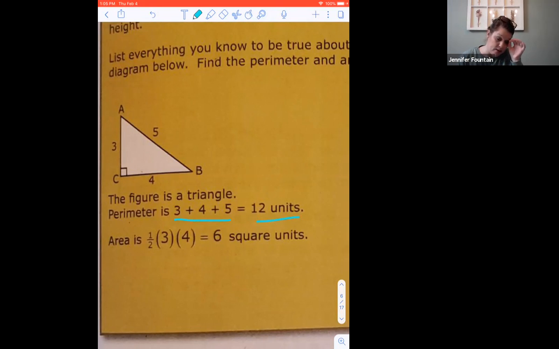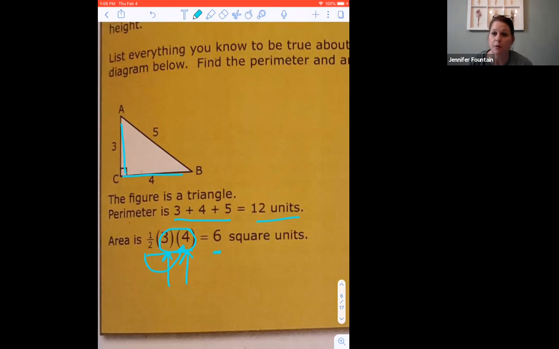Now, to find my area, we said I have base times height. So I have 1/2 times 3 times 4. Sometimes it just depends on what these two numbers are. Sometimes it's easier just to go ahead and multiply these together and then take half of that. So in this situation, 3 times 4 is 12. Half of 12 is 6. Or you could say half of 4 is 2, and 2 times 3 is 6. Again, it's commutative, so it doesn't matter what you do.